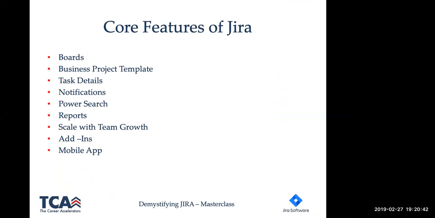Okay, so JIRA has some core features, and they include a board, which is a Scrum board, and also an Agile board, or Kanban board rather. And within JIRA, there are multiple business project templates, and the idea is to make it easy for you to create any type of project you want. So JIRA contains task details. You can use JIRA for notifications. You can search. There's a search functionality within JIRA. You can produce different reports with JIRA.